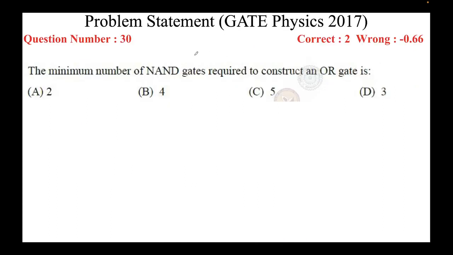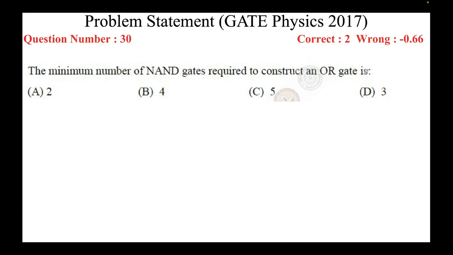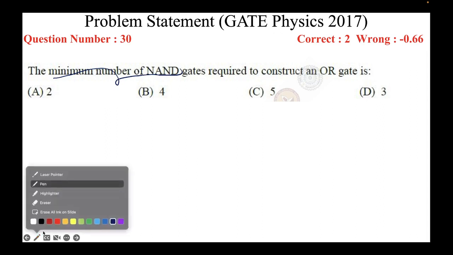So again, this question comes: the minimum number of NAND gates required to construct an OR gate is? So right, if you knew the theory, you could do this. Sometimes you might not remember the theory. So I'll now tell you how to solve these questions, that when we are required to find the minimum number of NAND gates. How to solve these problems? We'll see that right now.